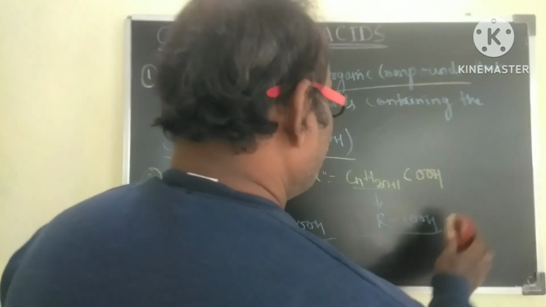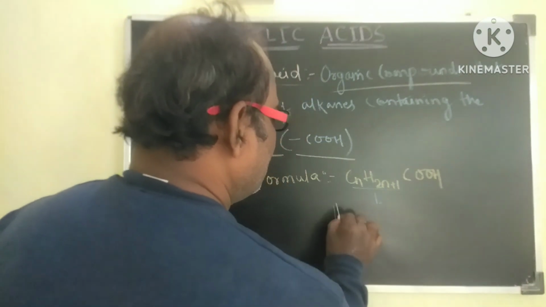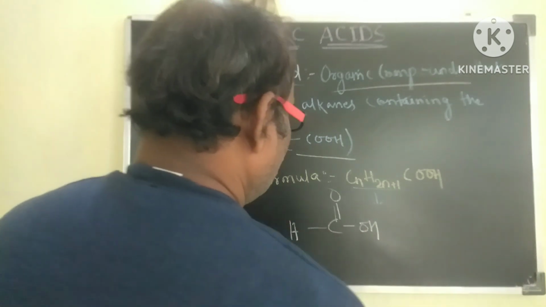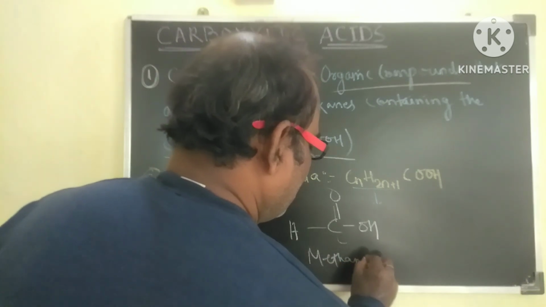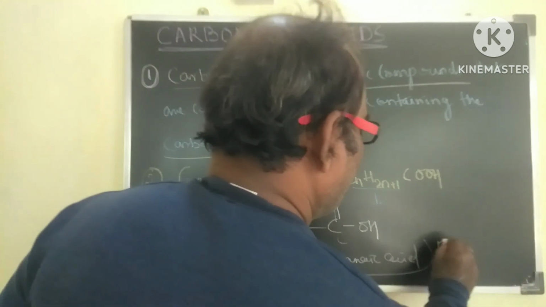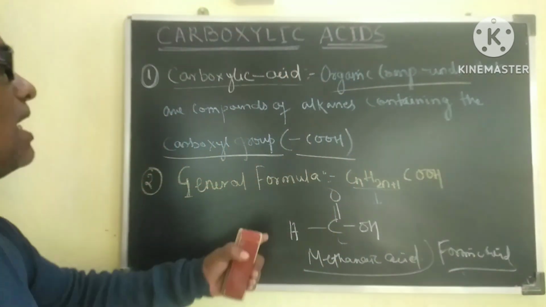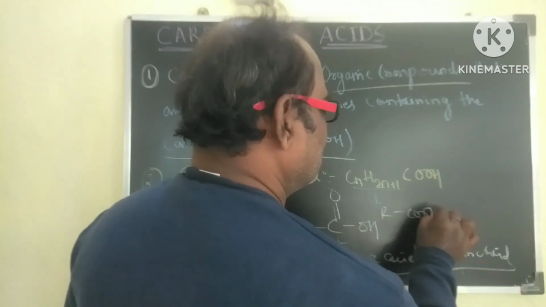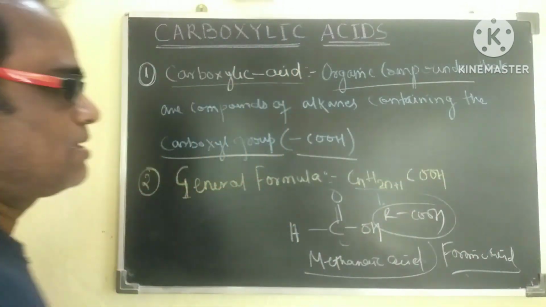Now the very first form of carboxylic acid, we can derive like this: C double bond O, OH. So what is this? We have a single carbon, so we can write it as methanoic acid, which is also called formic acid. In this way we can derive. So therefore the general formula becomes CnH2n+1 COOH, and the structural formula would be in this pattern.